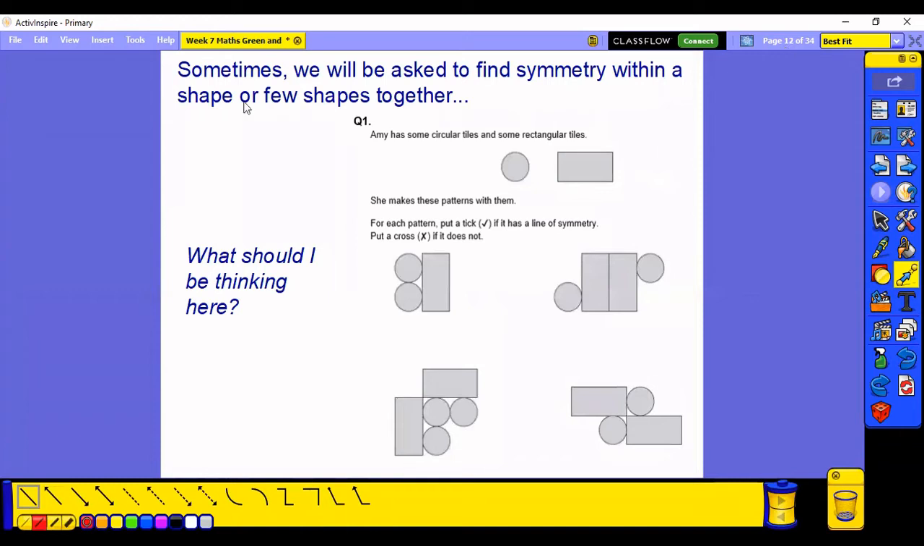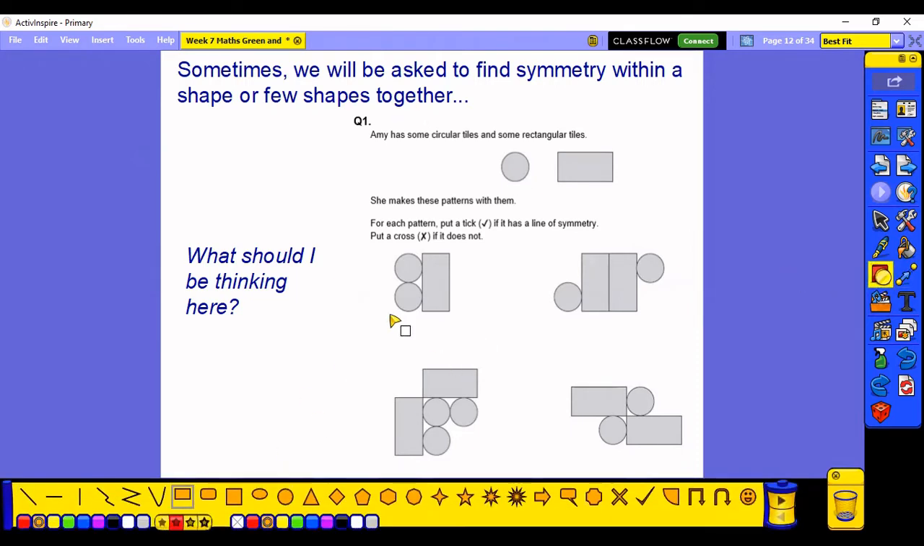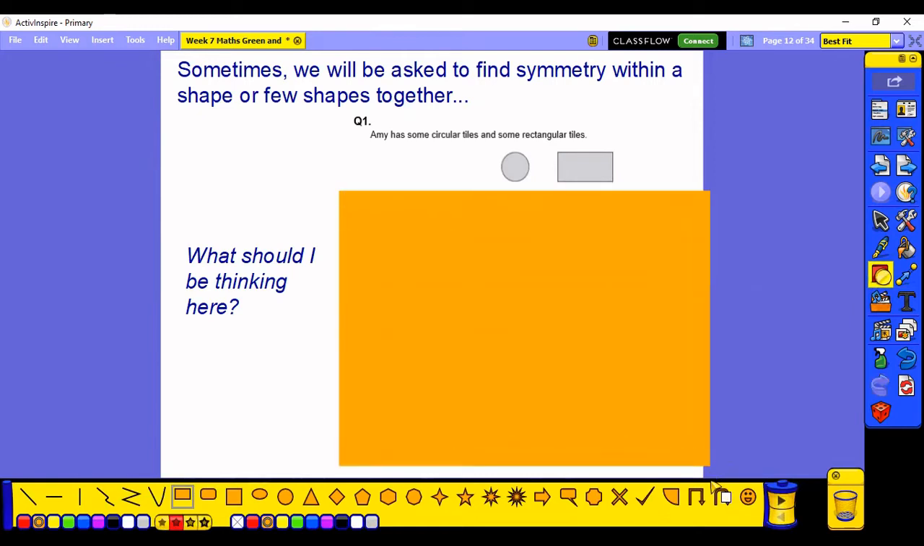So we're moving on to task 2 now, and sometimes we're looking at symmetry within a few shapes when they're being put together. This is a question that has come up quite recently, and it is all about using shapes to make patterns. So as you can see from these shapes, we've got 2 shapes here. I'm going to hide some information so it's not too overwhelming for you. We start off with this, that Amy has some circular tiles and some rectangular tiles.